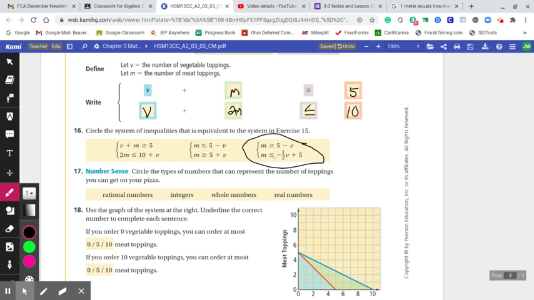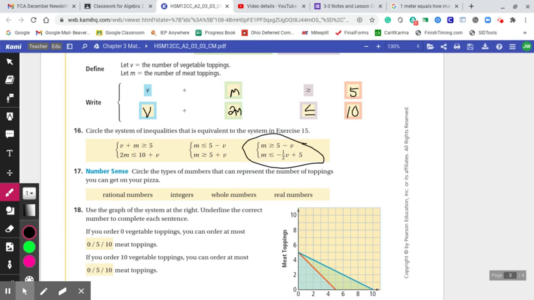And then this one is going to look like this. Again, you're going to subtract the V. So it's 10 minus V. And then you're going to divide by 2, which gives you that 1/2 V. And 10 divided by 2 is 5. So that's what that 5 is.